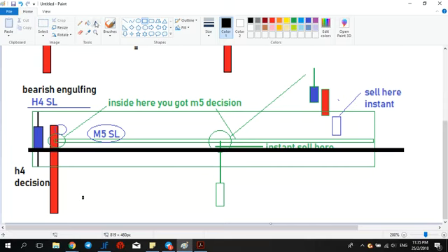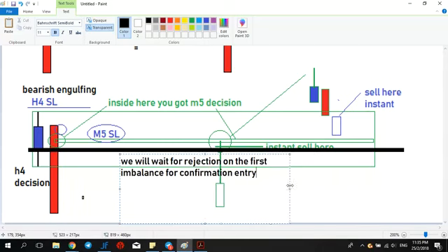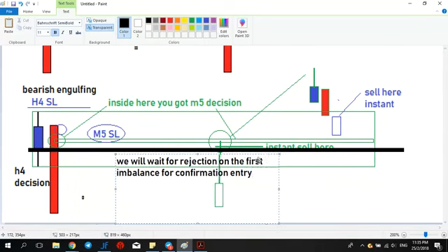We will wait for rejection on the first imbalance for confirmation entry. Okay, so we wait for the first imbalance, rejection on first imbalance for confirmation entry.